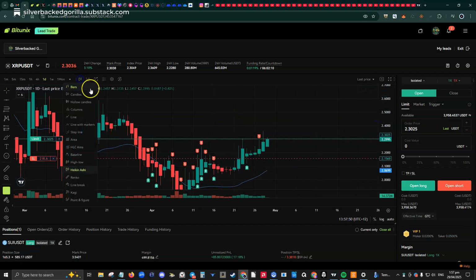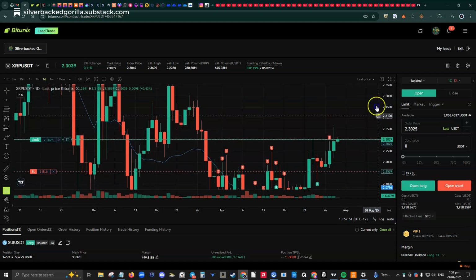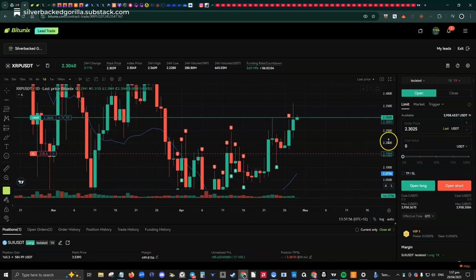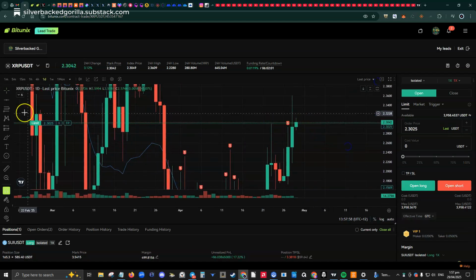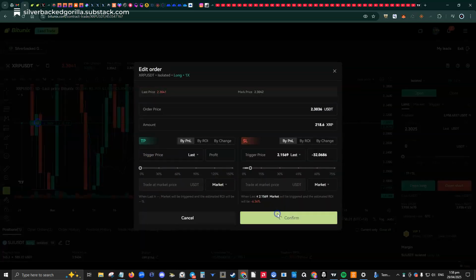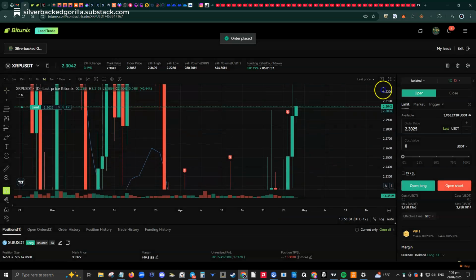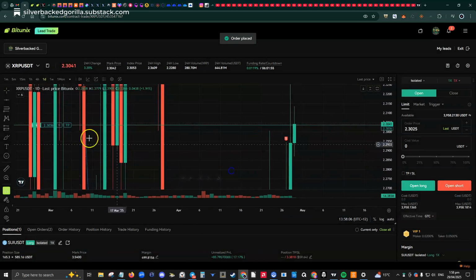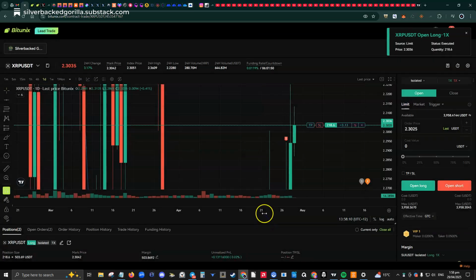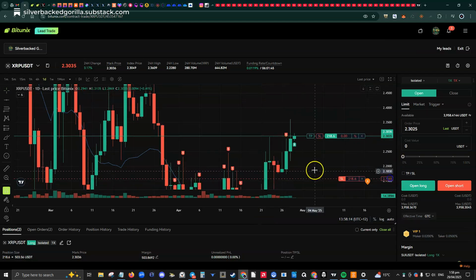Let me just change it to normal candles so I can see what the actual price is. When you go Heikin Ashi, you can't actually see. So the price has already gone up, so I need to move that up a little tiny bit to get filled. Just keep on stretching it out like this, and you'll be able to move it up. There you go, now I'm filled, and it also automatically set my stop loss down here. So that's it. That's XRP.